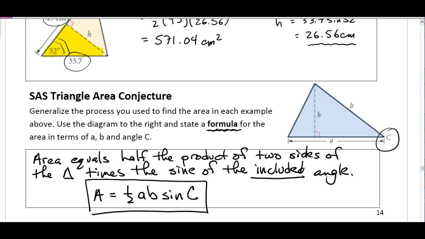As always, if you have any questions, make sure that you ask. And when you're ready, move on to the next video where we're going to talk about law of sines.